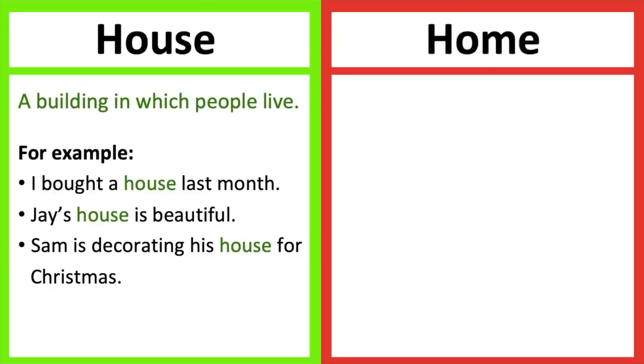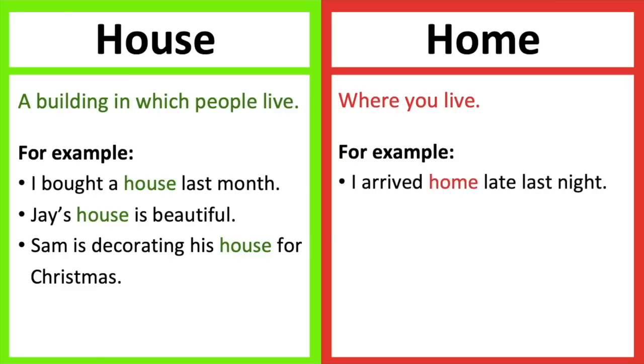Home. Home refers to where you live. This can be an apartment, a caravan, or a house, depending on where you live. The home belongs to the person and there is an emotional connection to it. We can also use the word home when referring to a place we previously lived in or a town. For example, I arrived home late last night.